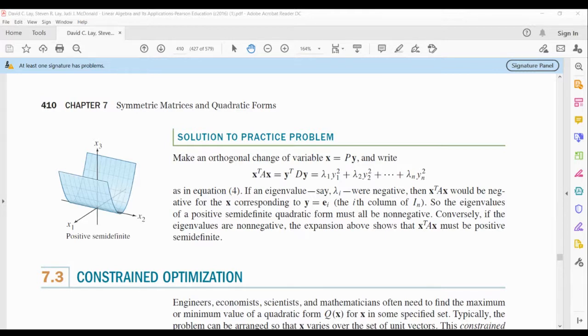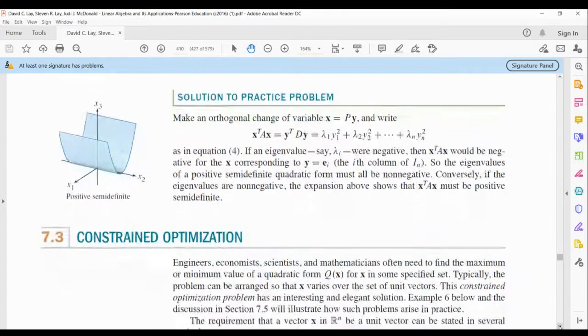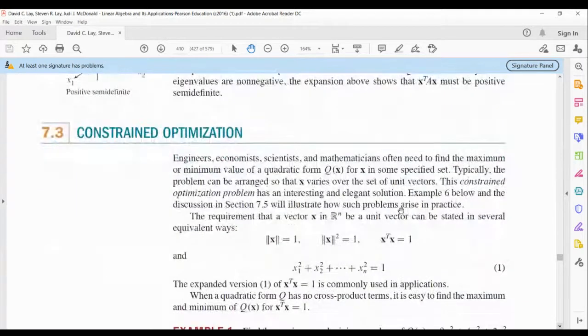And so of course here we're studying that too. Now that you learned about quadratic forms in section 7.2, we can talk a little bit about constrained optimization. So, okay, we start here at the beginning.